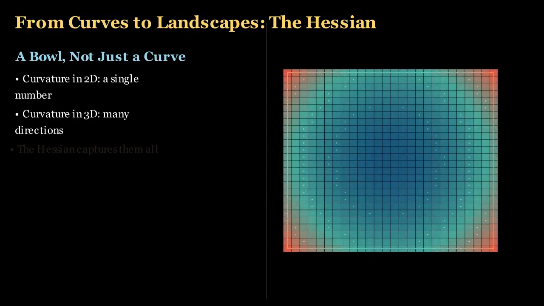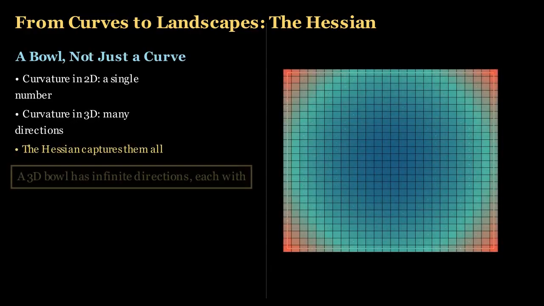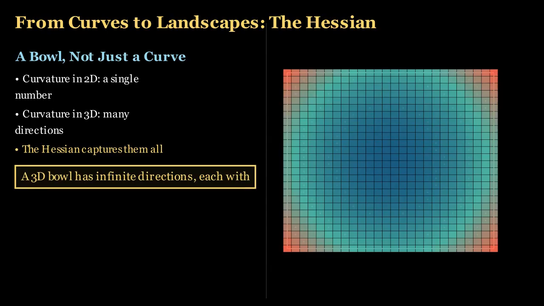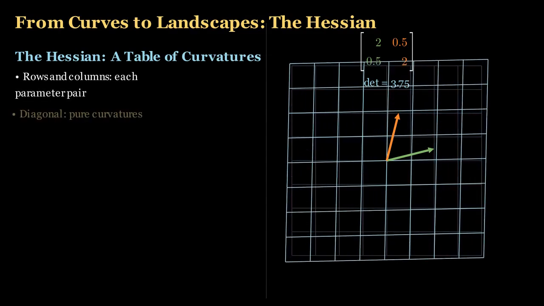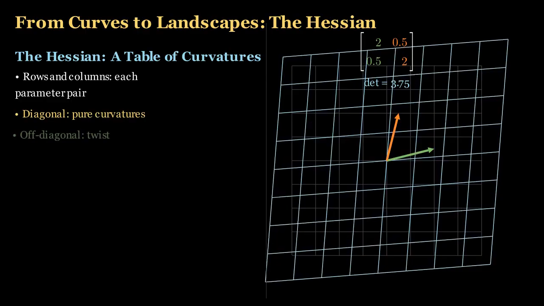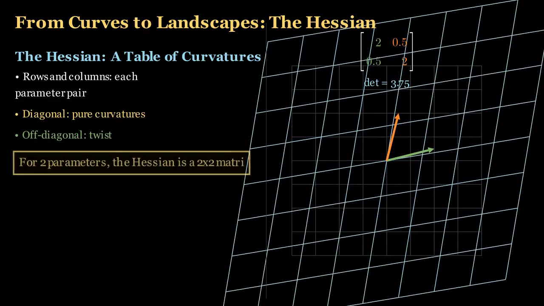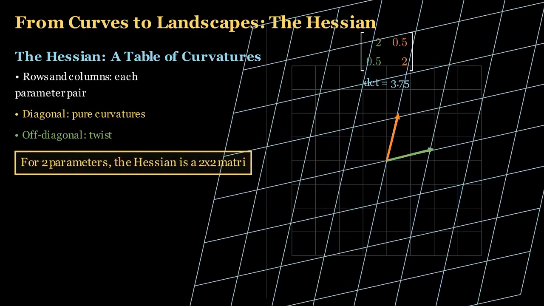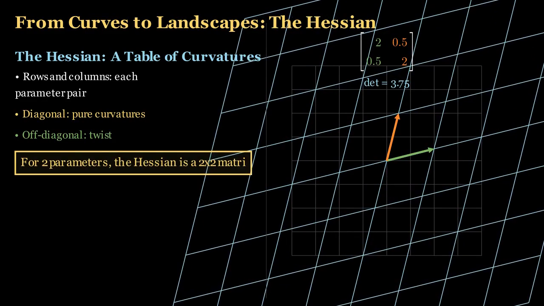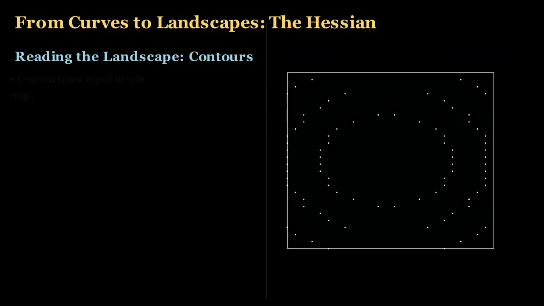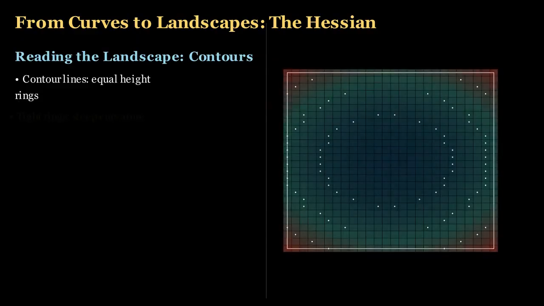Now imagine a 3D bowl. The slope changes differently depending on which direction you face. The Hessian captures all these curvatures at once. The Hessian is a square table. Each entry is a second derivative. The diagonal tells you how the slope changes along one axis. The off-diagonals tell you how changing one parameter twists the slope of another.